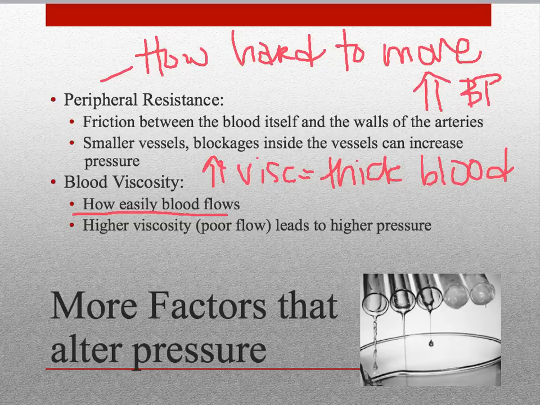Think about sometimes if you have a milkshake and it's really, really thick and you're trying to use a straw to drink the milkshake and it's really difficult to get it up into the straw because it's really thick, it takes a lot more pressure than, say, drinking a soda through a straw. Soda has very low viscosity. It easily flows, and so it requires very little pressure to move it. So the higher the viscosity, the thicker the blood, and the higher the blood pressure.